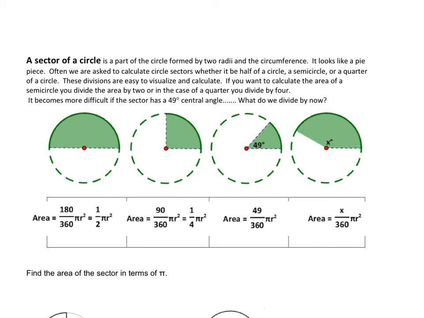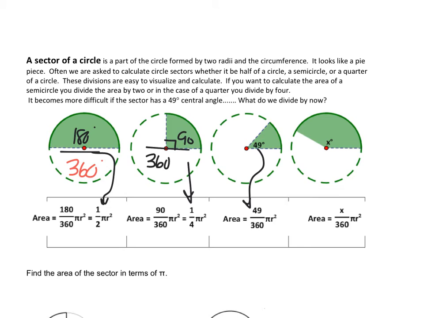So we know that there are 360 degrees in a circle. But when I look at a semicircle, I'm really only caring about 180 degrees. So if I want to find the area of a semicircle, I just do 180 divided by 360, half. In this case, this is a 90-degree angle. I just do 90 over 360 and I get 1/4. And then I just keep on doing my angle divided by 360.